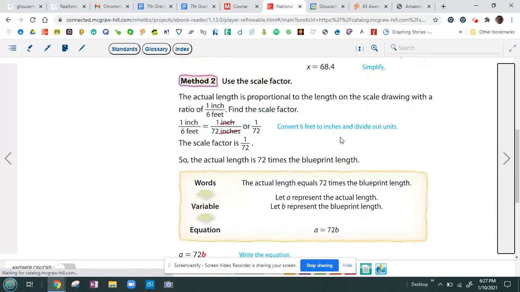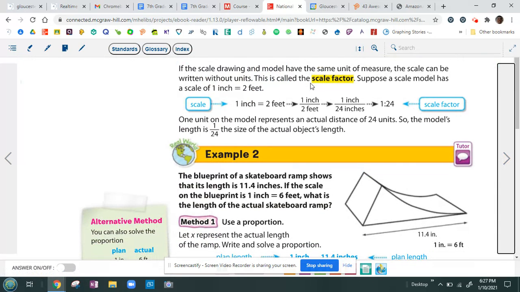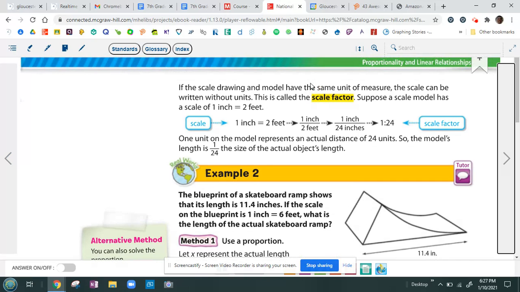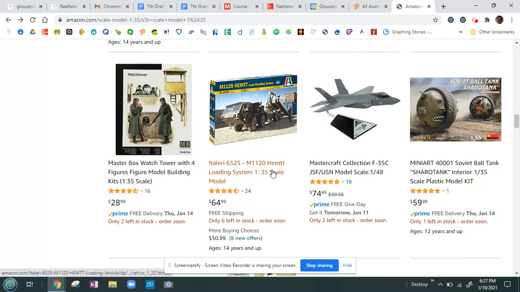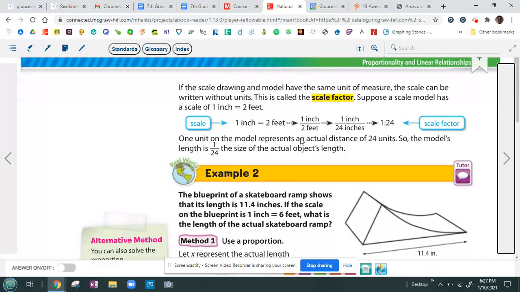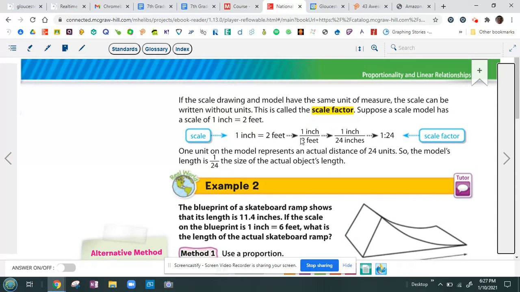Moving on now, we're going to use this idea of scale factor, and that is slightly different than scale. I was showing you in the Amazon, these are all scale factors, although they don't say it. On these, they say scale, but they're scale factors because there are no units. It's how many times bigger the actual is than the drawing or model. Those pictures actually show the scale factor, which has no units.